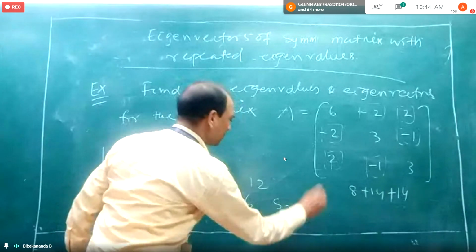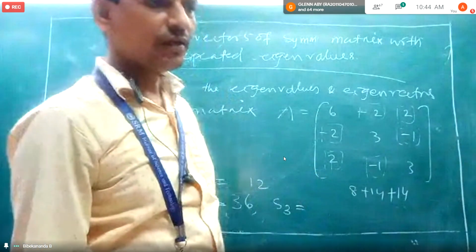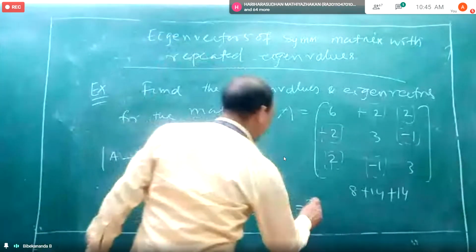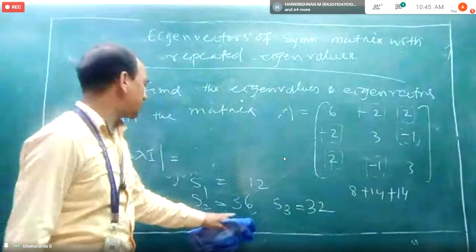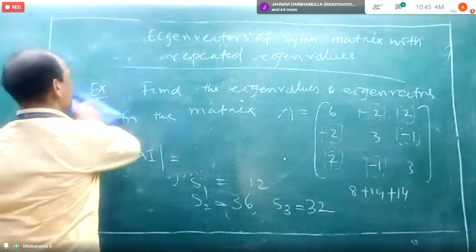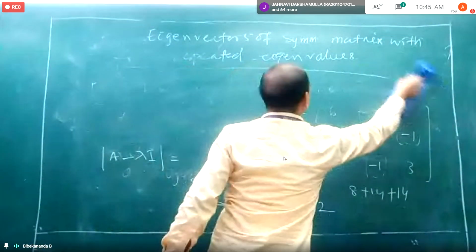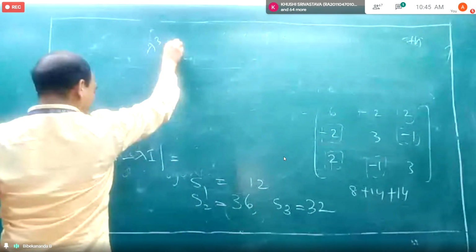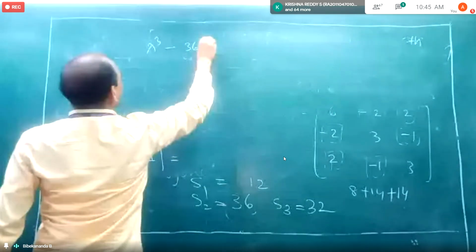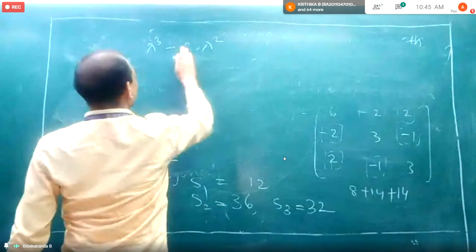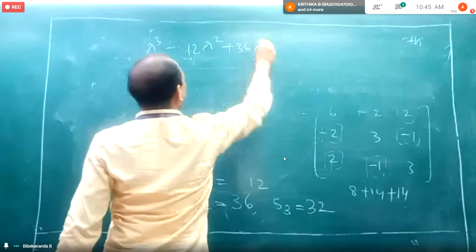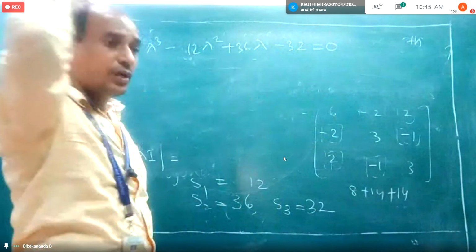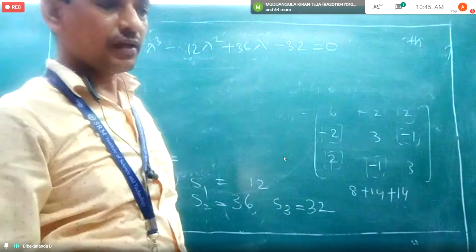Then what will be S3? What will be your S3? The determinant of the matrix, which is nothing but 32. So S1 is 12, S2 equals 36, S3 equals 32. And so your characteristic equation is lambda cube minus 12 lambda square plus 36 lambda minus 32 equal to 0.